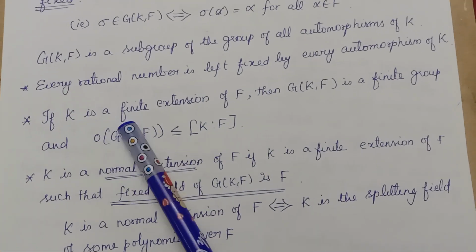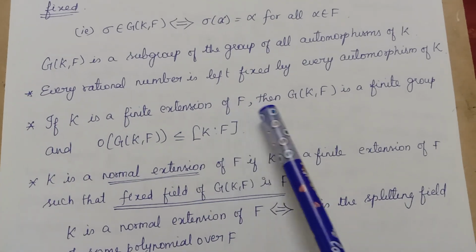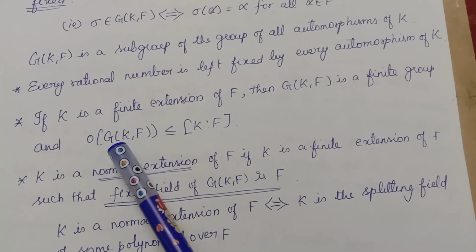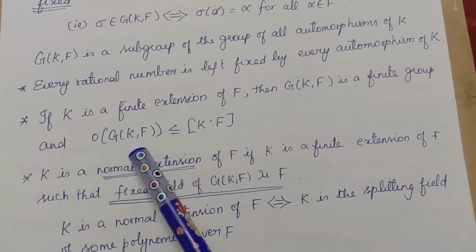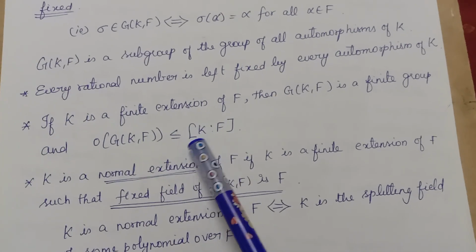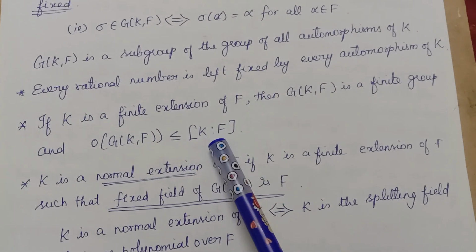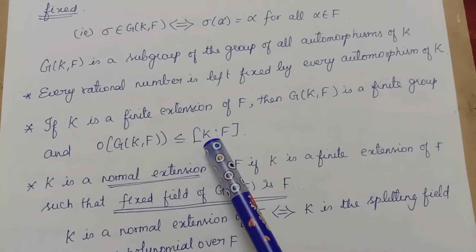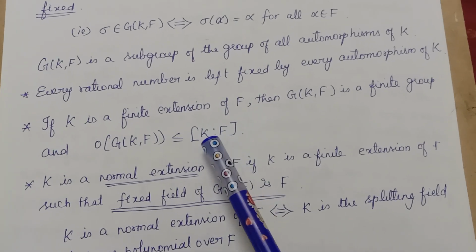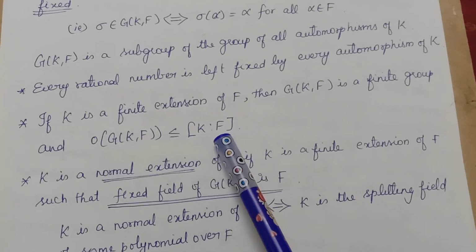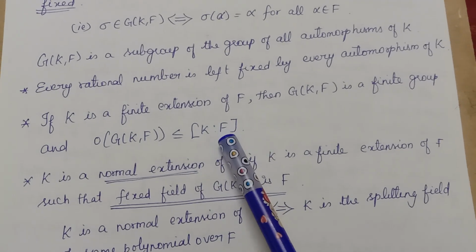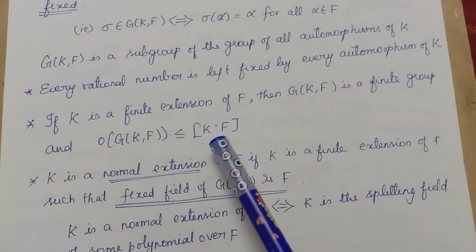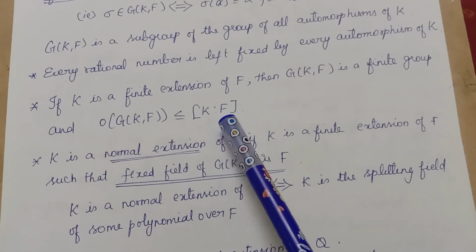Next, if K is a finite extension of F, then what about the number of automorphisms in G of K comma F? The order of G of K comma F is less than or equal to the degree of K over F. What do you mean by this? F is a field and K is an extension field. This is called the degree of K over F, which is nothing but the dimension of K as a vector space over the field F. All these things I have explained in the previous videos. I have given the link for the playlist in the description, so if you want to know the preliminaries, you can go through all the videos.